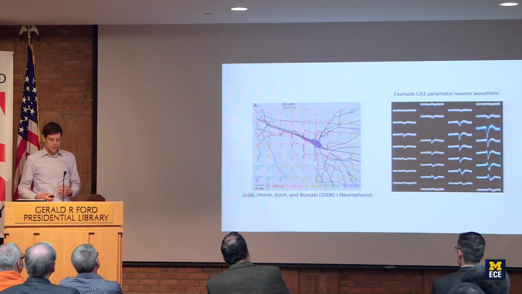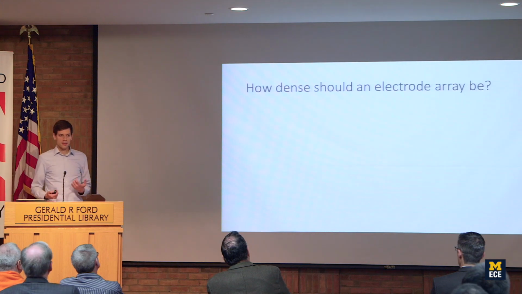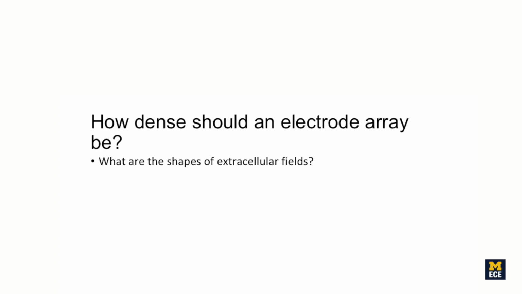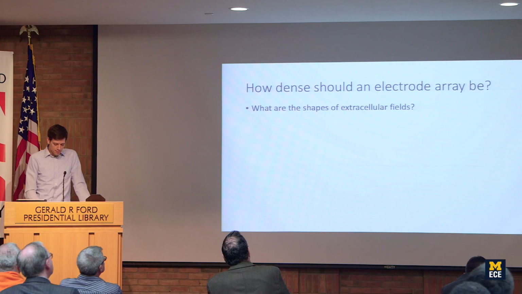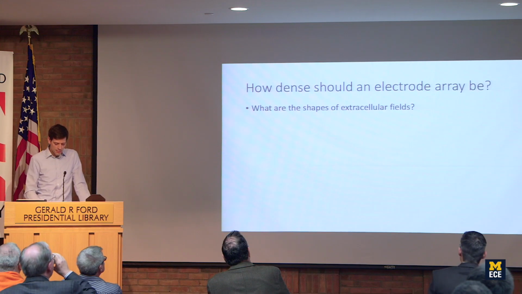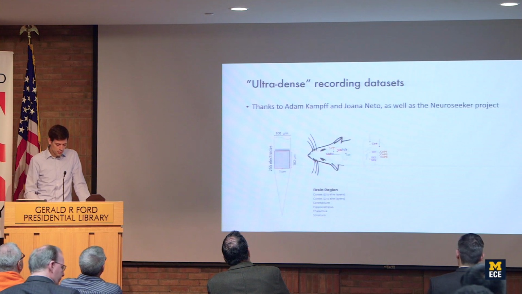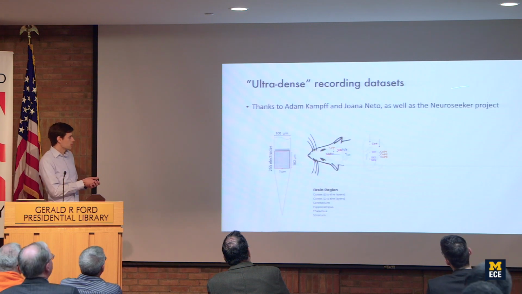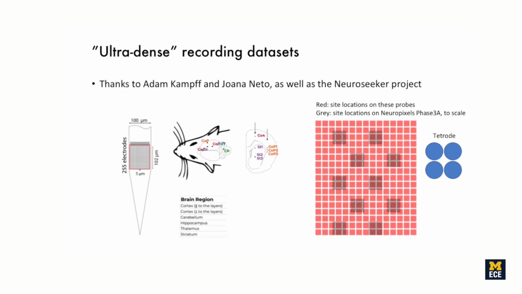So ultimately, the only way to figure out what kinds of neuron shapes we need to be trying to record with an electrode, and to answer this question of how dense an electrode array should be, is to go measure the shapes of these extracellular fields. So I am excited to tell you today about some data that was collected with a special probe from the NeuroSeeker Project, which is a parallel project to the Neuropixels project, also based in Europe and also involving IMEC, the company in Belgium that makes the Neuropixels probes.